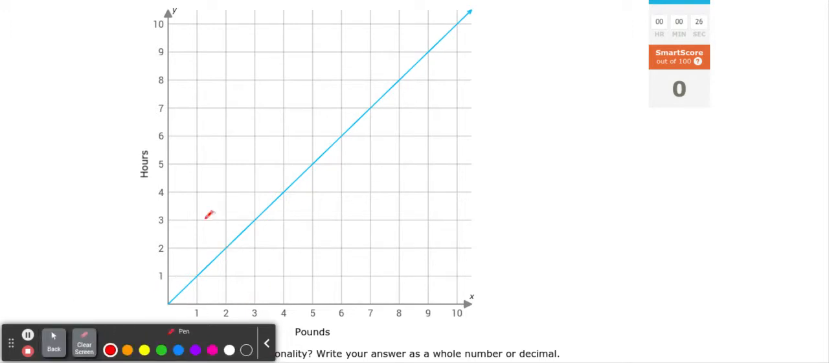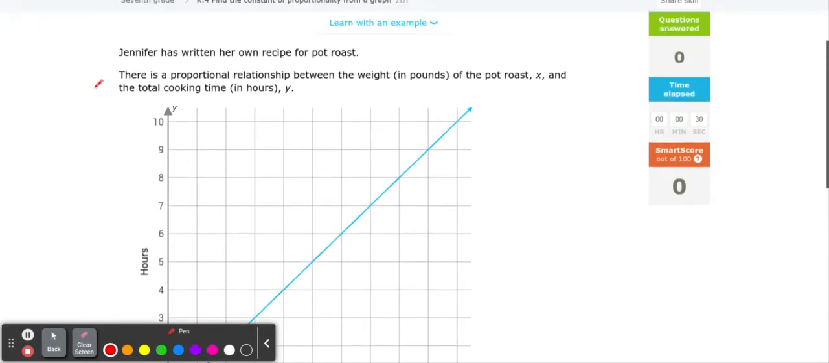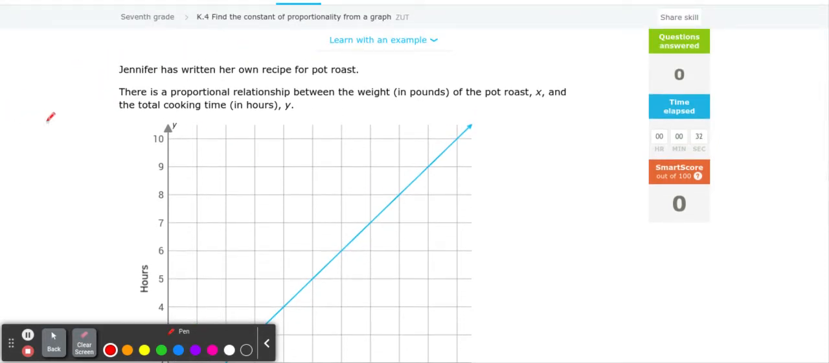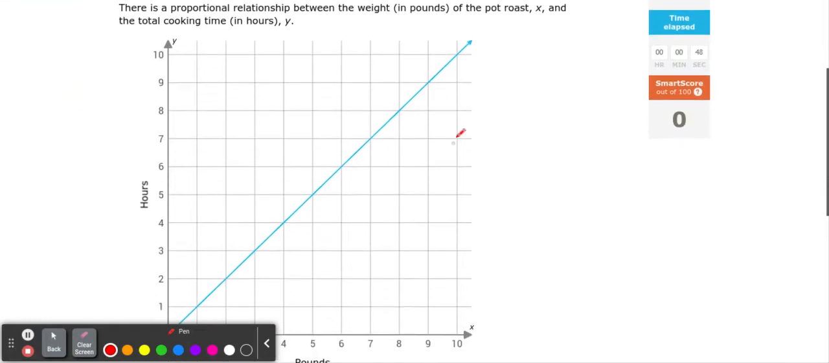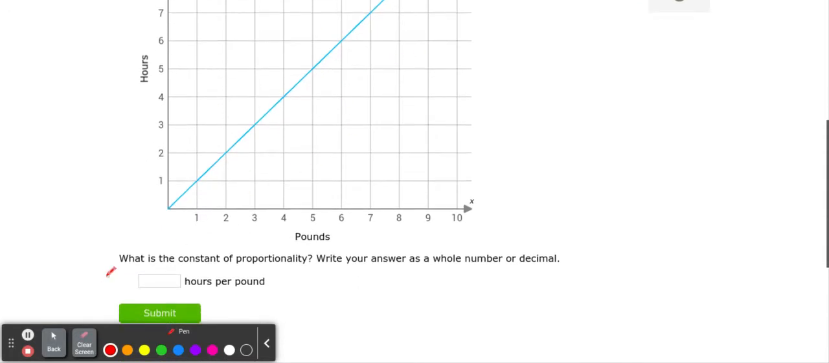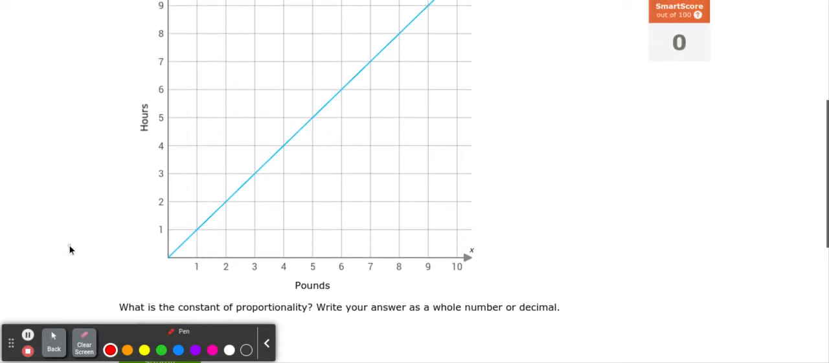So in order to find the constant of proportionality, you're going to first read the question. The question in this case is: Jennifer has written down her own recipe for a pot roast. There is a proportional relationship between the weight in pounds of the pot roast, which is X, and the total cooking time in hours, which is Y. This is a graph they gave us, and our question is, what is the constant of proportionality? Write your answer as a whole number or a decimal.